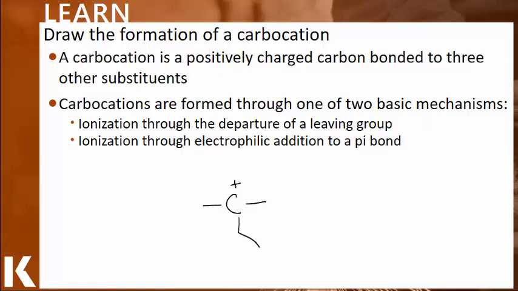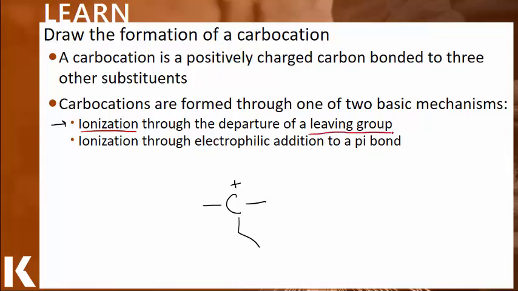Carbocations are formed through one of two basic mechanisms. One way is ionization through the departure of a leaving group. Ionization is the process of a molecule acquiring a positive or negative charge. In the case of carbocations, the carbon acquires a positive charge.